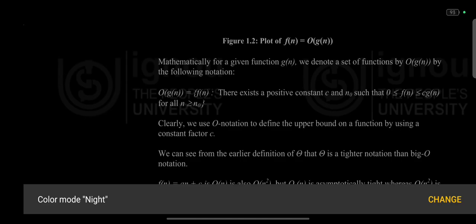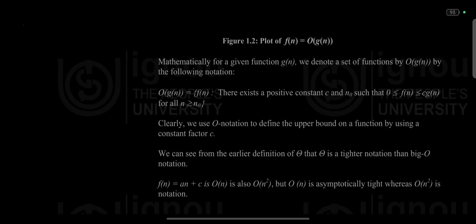Now mathematically, for a given function g(n), we denote a set of functions by big O g(n) by the following notation. Big O g(n) is equal to the set of f(n) such that there exist positive constants c and n0 such that 0 is less than or equal to f(n), which is less than or equal to c g(n), for all n greater than or equal to n0.